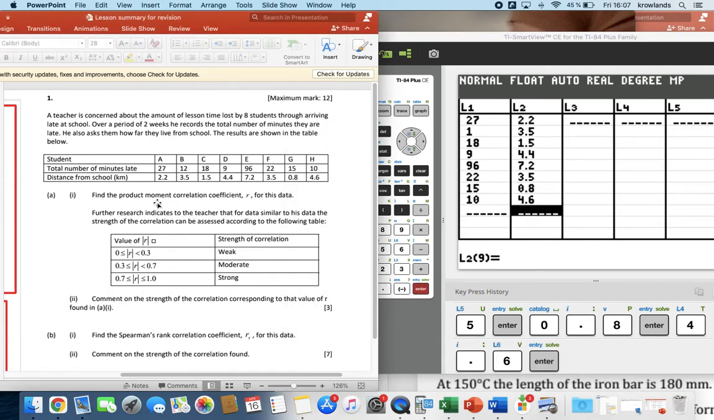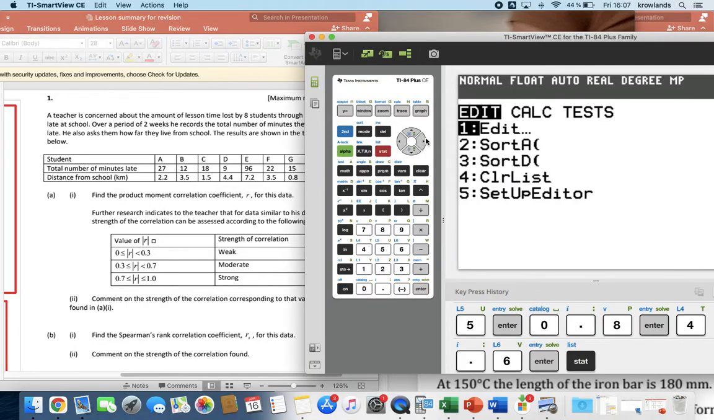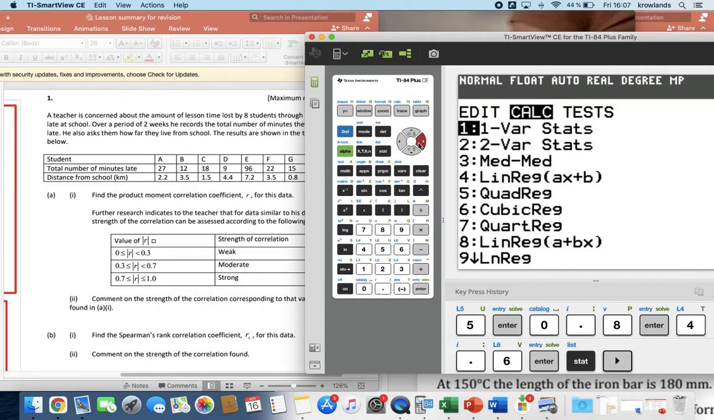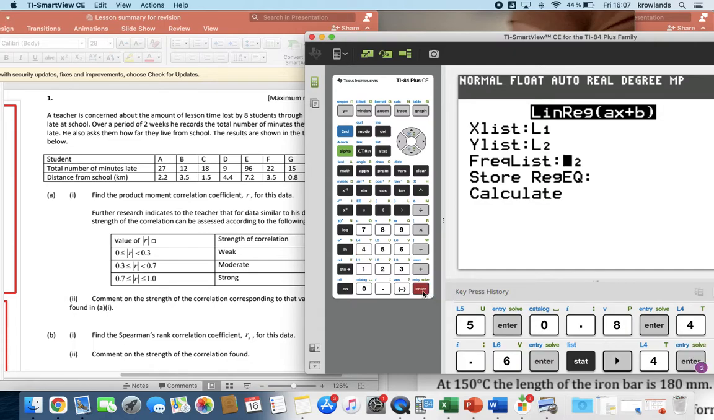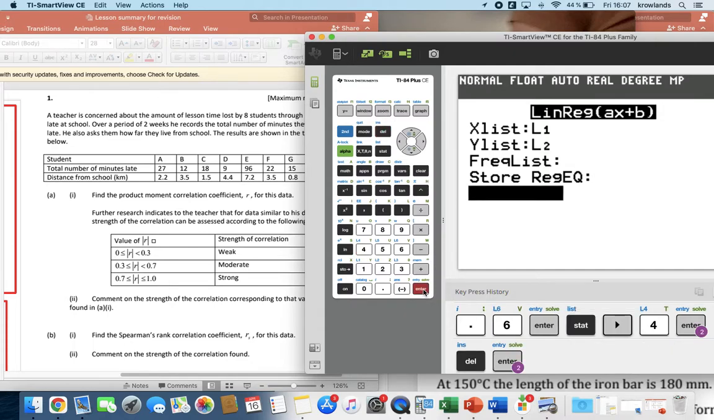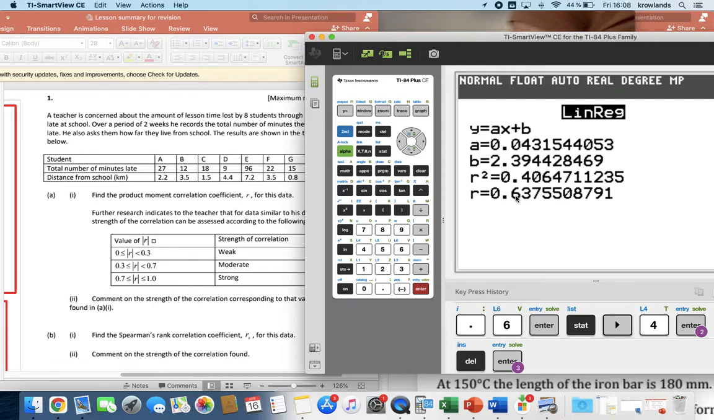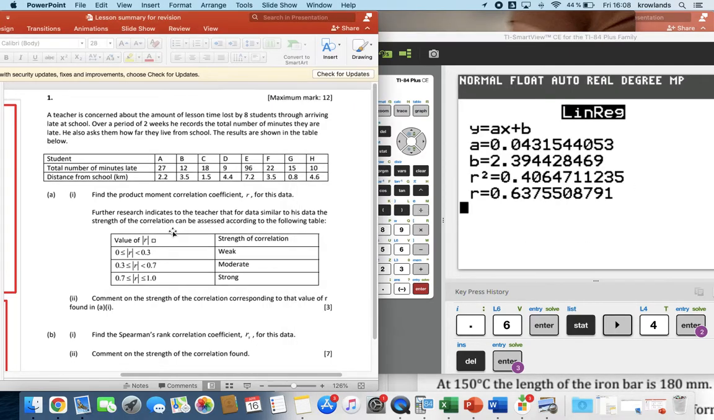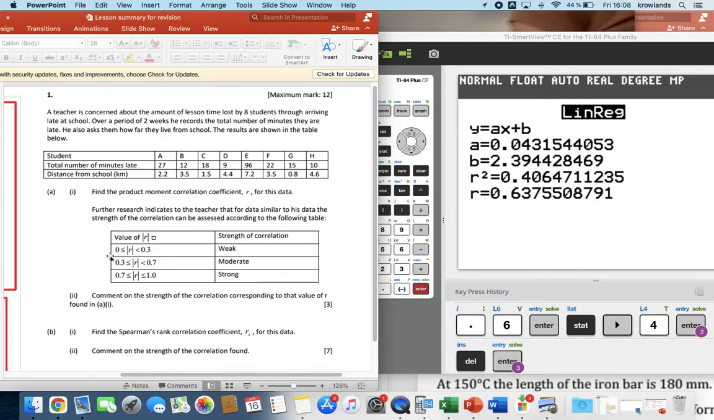Now, it says find the product moment correlation coefficient R for this data. So the way we need to do this is we go onto Stat and we are going to go onto Calc. Number 4, we need to leave this blank for frequency list, calculate, and R would be 0.6375. Comment on the strength. So we're going to say the strength is a moderately strong positive correlation.